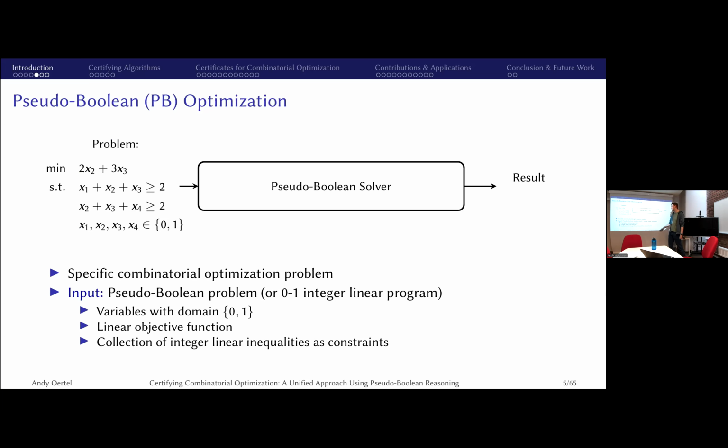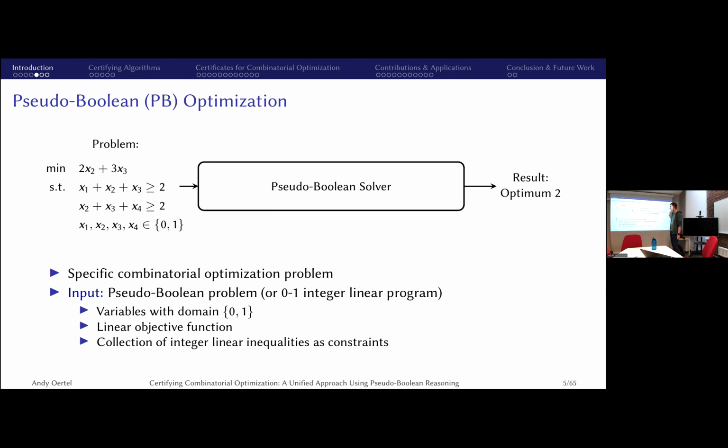And additionally, the variables are just in the domain {0, 1}, so everything is Boolean. This is known as a pseudo-Boolean optimization problem, or in the operations research community, also known as the 0-1 integer linear program. Then, for example, we can ask about this problem: what is the optimal solution, the solution that satisfies these constraints such that we minimize the objective function? Here, the optimal value would be 2.